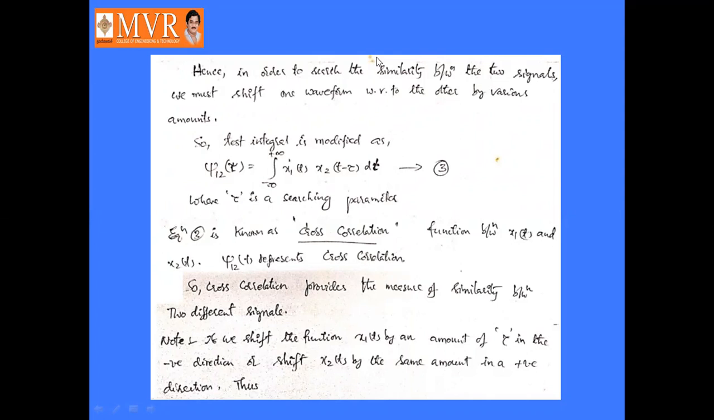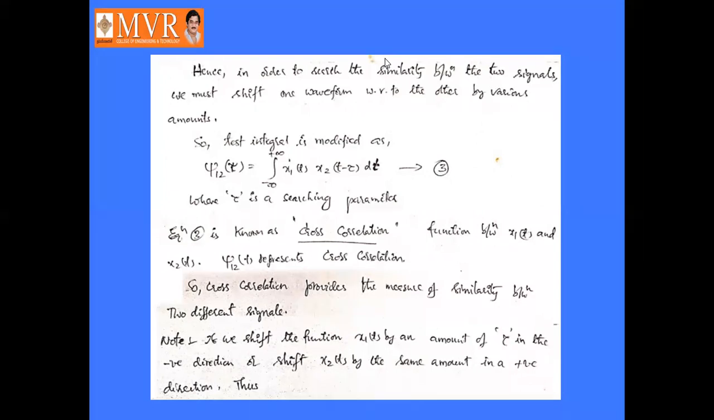So J12 of tau represents the cross correlation. Cross correlation provides the measure of similarity between two different signals. Here x1 of t and x2 of t are two signals. So it provides the measure of similarity between two different signals, that is x1 of t and x2 of t. We are comparing two different signals, that is called cross correlation. Suppose we compare the signal with itself only, then that is autocorrelation.